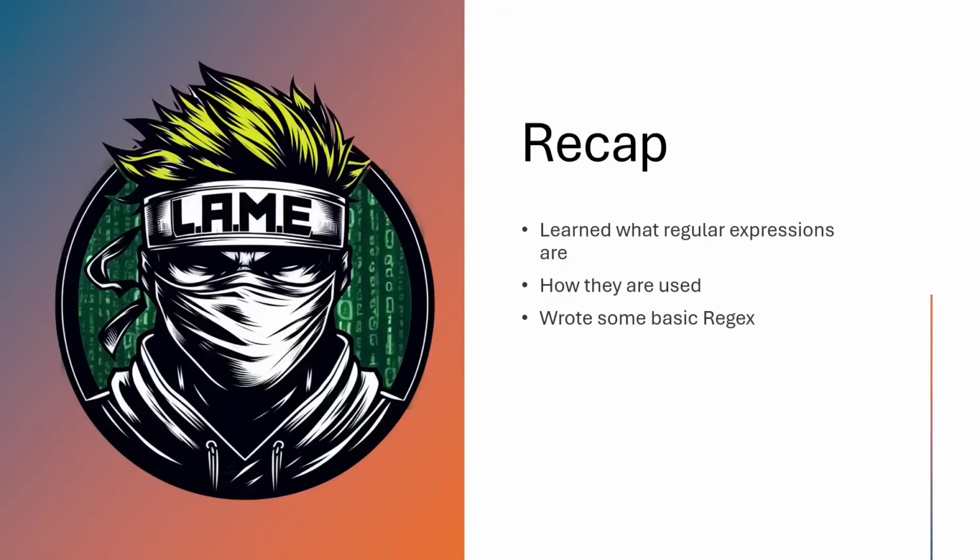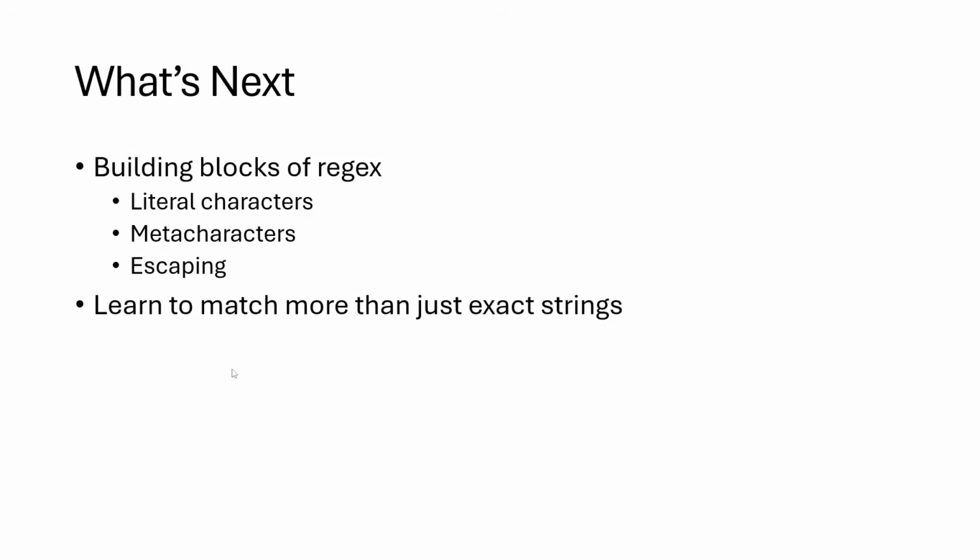Let's recap what we covered today. We learned what regular expressions are, their patterns for matching and manipulating text. We saw how they're used in the real world for things like validation and data extraction. And we got our hands dirty with Regex101 by writing our first regex to match the word cat. You even tried your own challenge. In the next episode, we'll dive into the building blocks of regex: literal characters, meta characters, and escaping. We'll learn how to match more than just exact strings, like any digit or a dot in an email address.